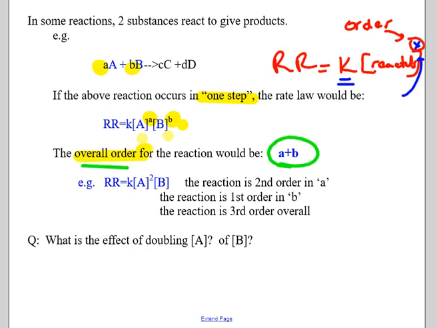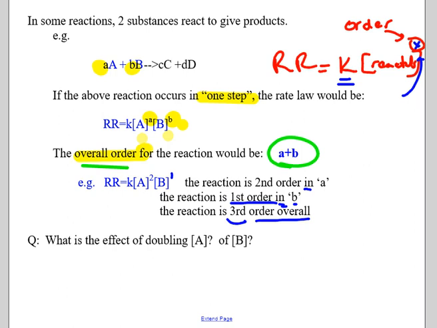So for example, suppose A is squared and B is to the power of 1. I don't see a 1, but we know that mathematically it means the same thing. Then this reaction is second order in A, first order in B, and 1 plus 2 is third order overall. And again, at this point, we are just talking about what are the words involved in a rate law. Why are we even doing this anyway?